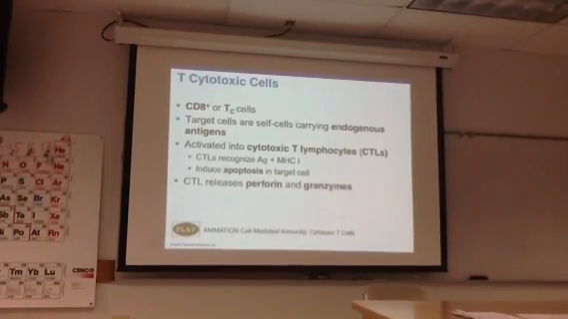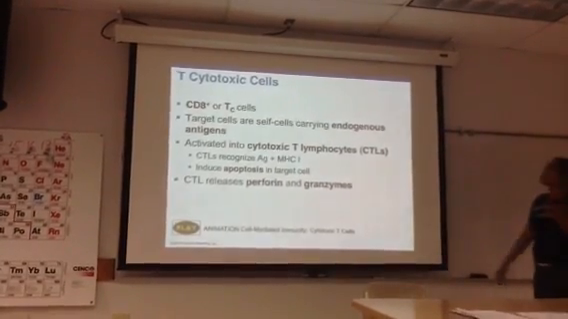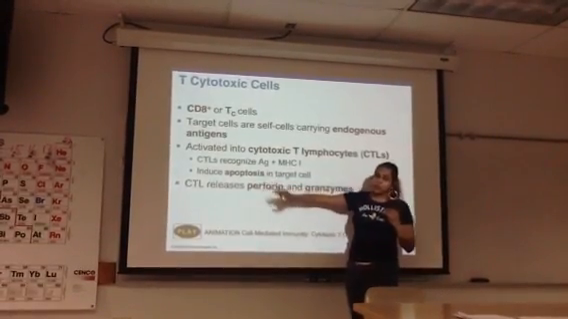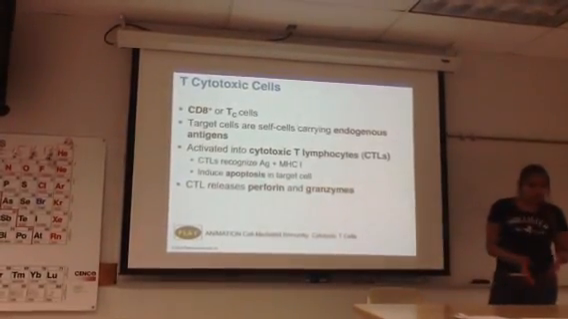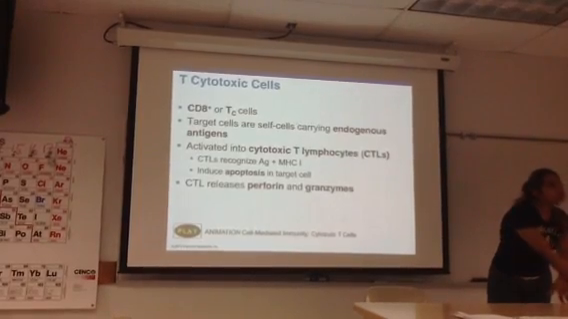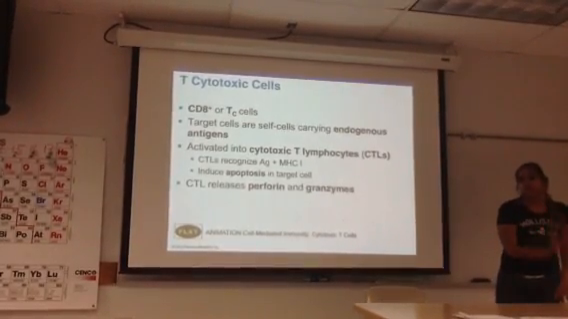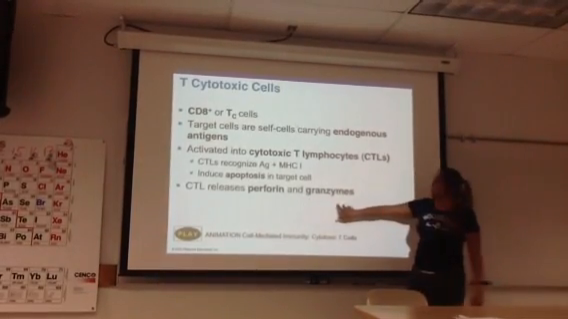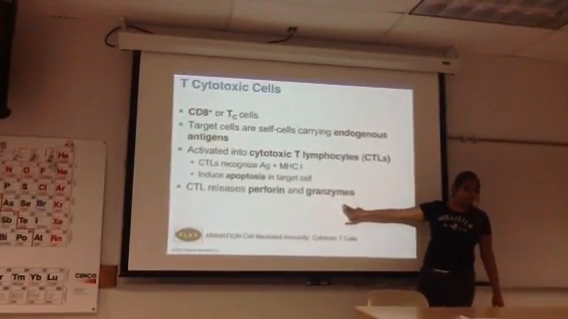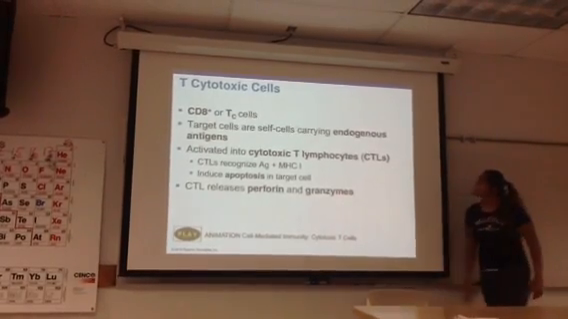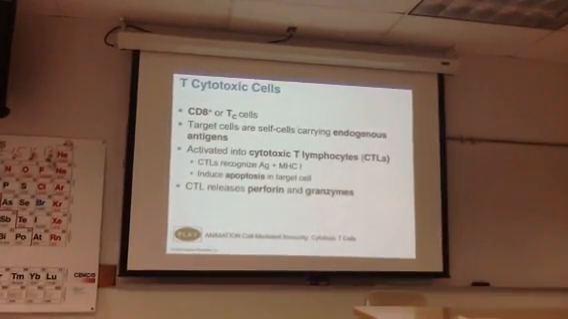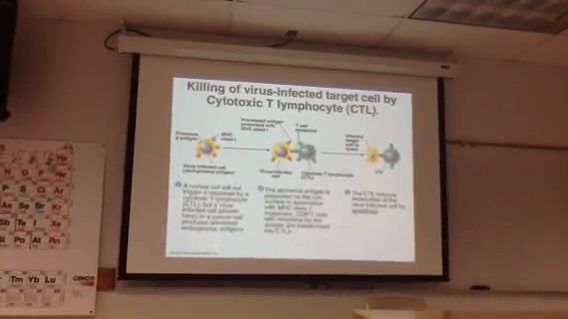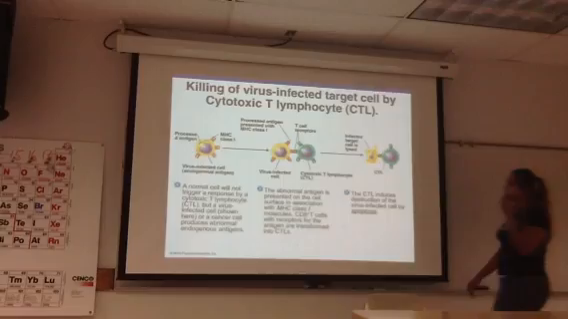T cytotoxic. T cytotoxic induces apoptosis. So it's cytotoxic. These cells are going to be toxic to whatever pathogen you have. Look at it that way. Perforating granzymes, those are going to destroy the cell membrane. This is how T cytotoxic works.